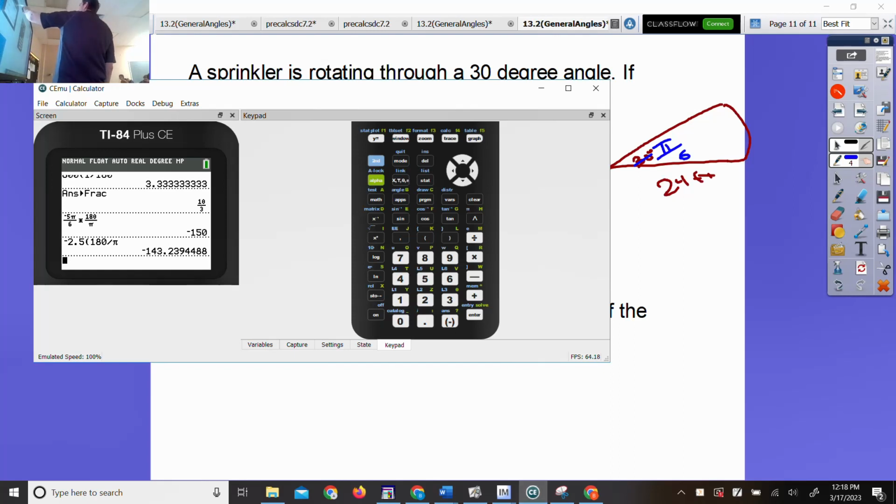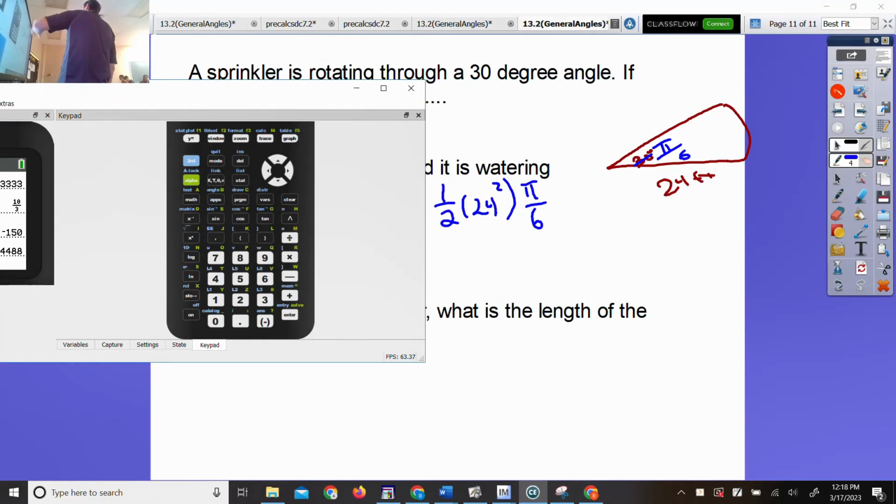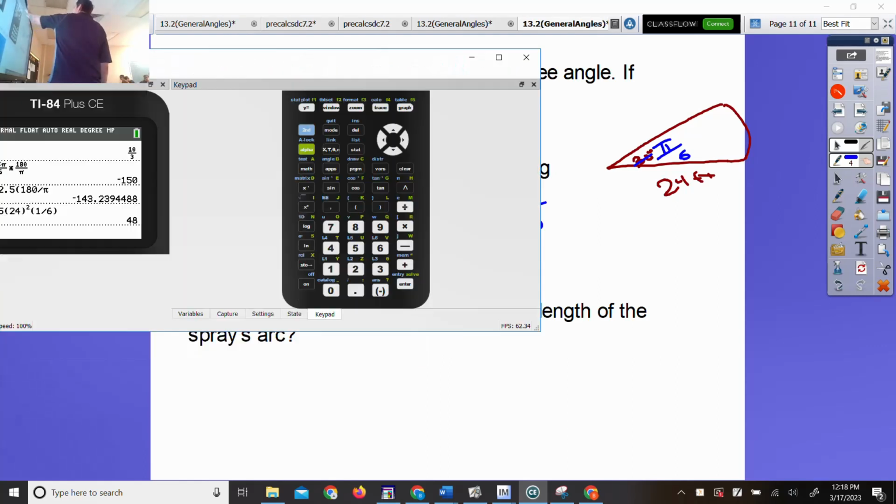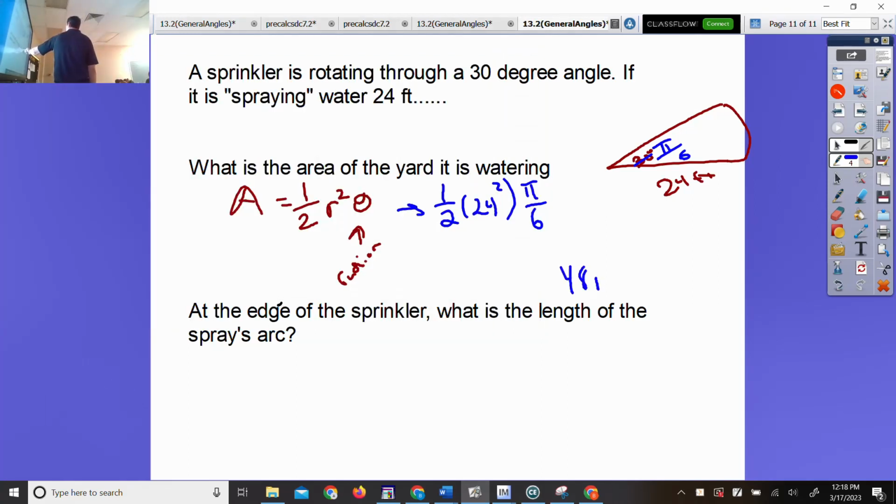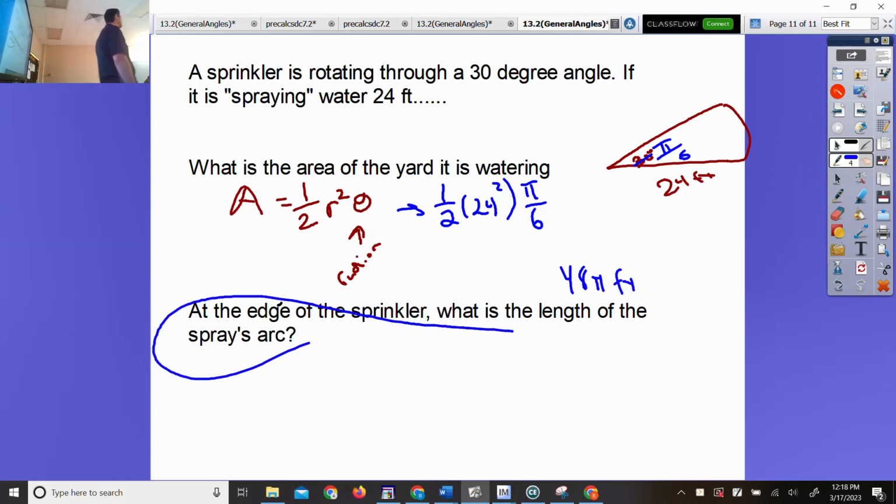Now, if you take a test in here, I'll have the answer in exact form. If you want to answer in exact form, what do you not put in the calculator? Pi. All right. So I do 0.5, 24 squared, times 1/6. 48 pi square feet. I did one of these in your homework for arc length, so I guess you have to look at that video.